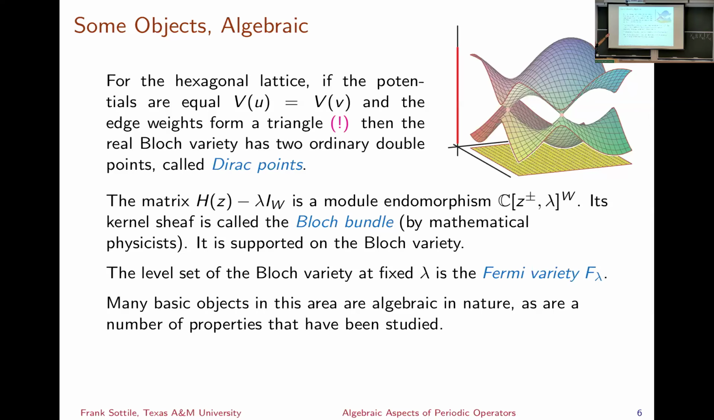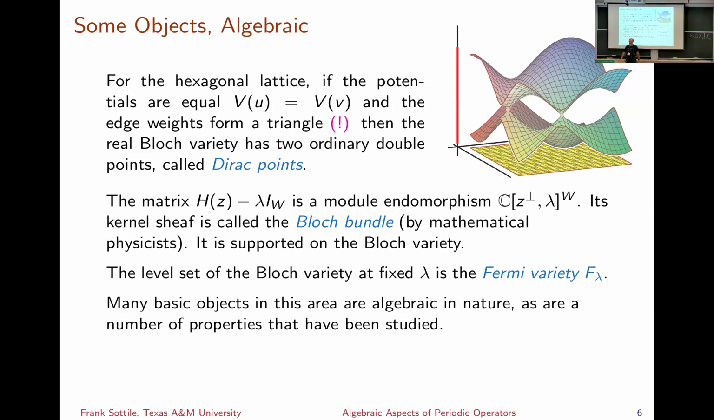Some of the objects that people care about are very algebraic. So for the hexagonal lattice, if you have equal potentials, you had a matrix which had two diagonal entries. If they're equal, you might as well set them equal to 0, and then two off-diagonal entries which look like some polynomial in the two variables, and the inverse of the same polynomial in the inverse of the two variables. So if that determinant vanishes, you basically have two algebraic curves that intersect, and it turns out they have 2 points of intersection, and you get lambda squared is the product of these two. These are local coordinates. So you get ordinary double points here.